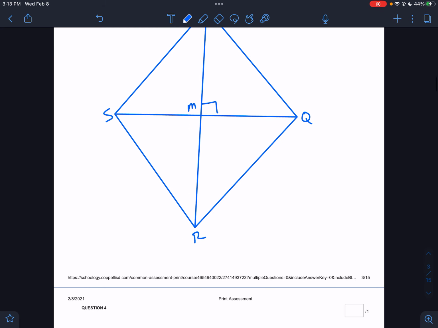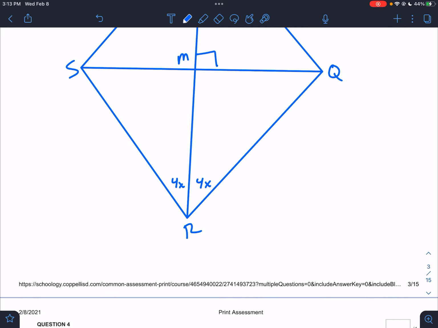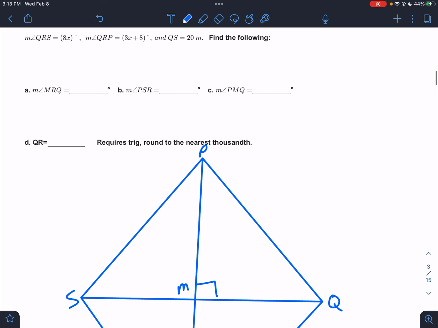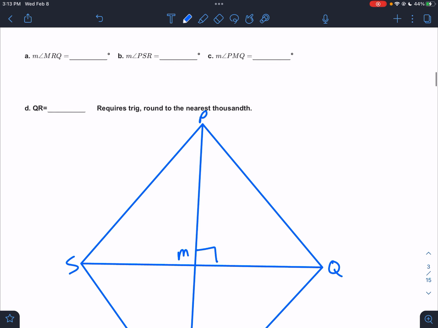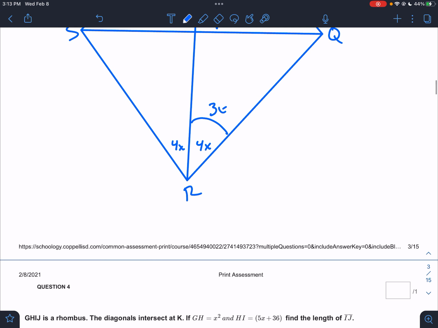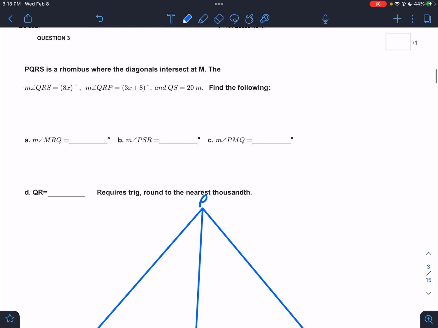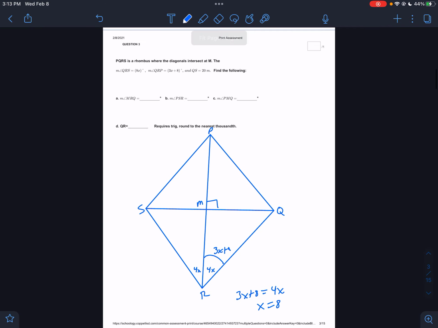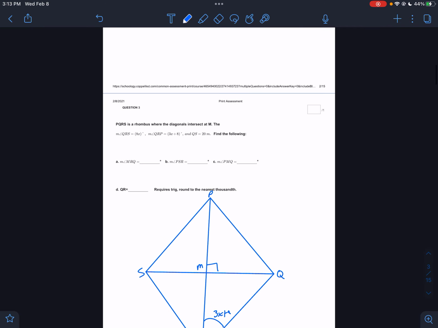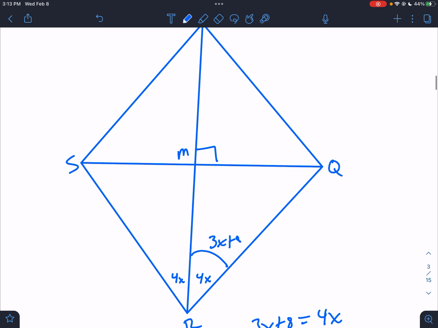QRS is 8x. So if the whole corner is 8x, I'm going to put 4x in each part, because we know in a rhombus that the corners are cut in half. QRP is just this much, and they tell us that is 3x plus 8. So already I know that 3x plus 8 equals 4x. So x has to equal 8. Because QRS is the whole corner, and QRP is half the corner. Boom. Okay. QS equals 20.